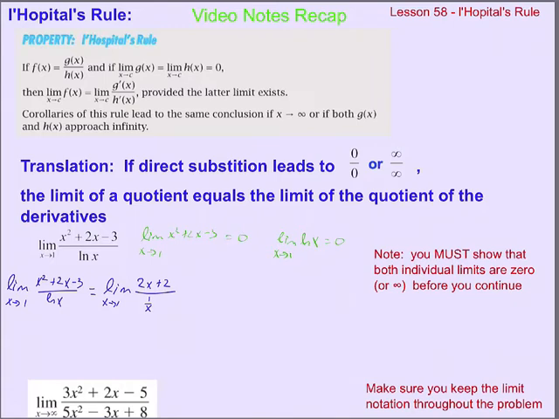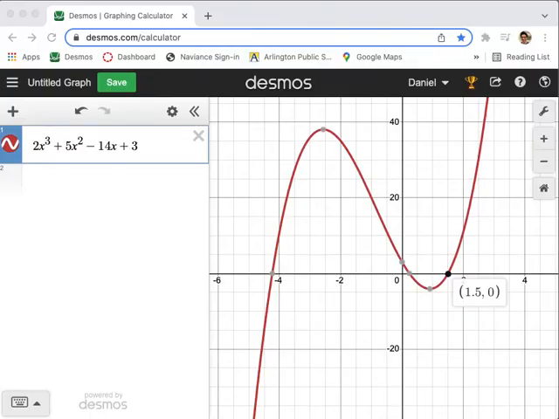That limit notation has to be there. But now I can do direct substitution, or at least I can try it. If I try direct substitution here, I get 2 plus 2 is 4 over 1 over 1, which is 4. And so that's my answer. We found the limit.